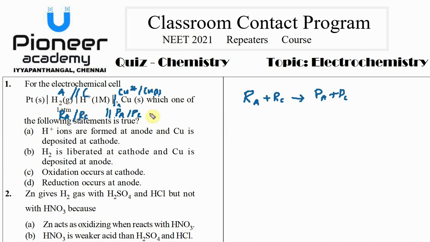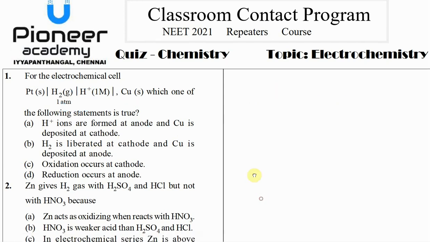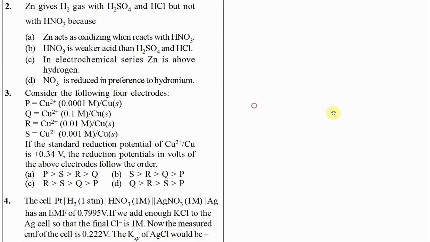So I am going to be using up my H2, it goes down, my Cu2+ goes down, my H+ goes up, and my Cu, we cannot say concentration, but the amount of copper solid goes up. So we can say that H+ ions are formed at the anode, which is true, and Cu2+ is produced at the cathode, which is true. So this is alpha. Simple and straightforward. Going to question number 2.